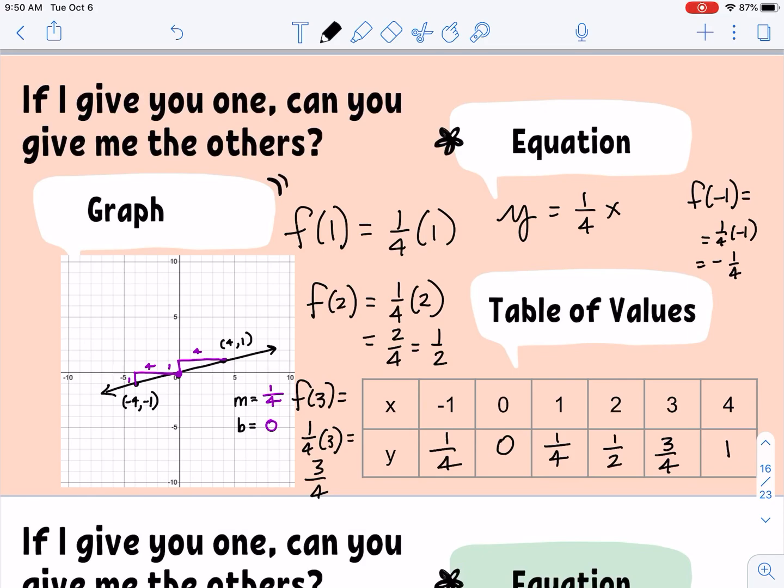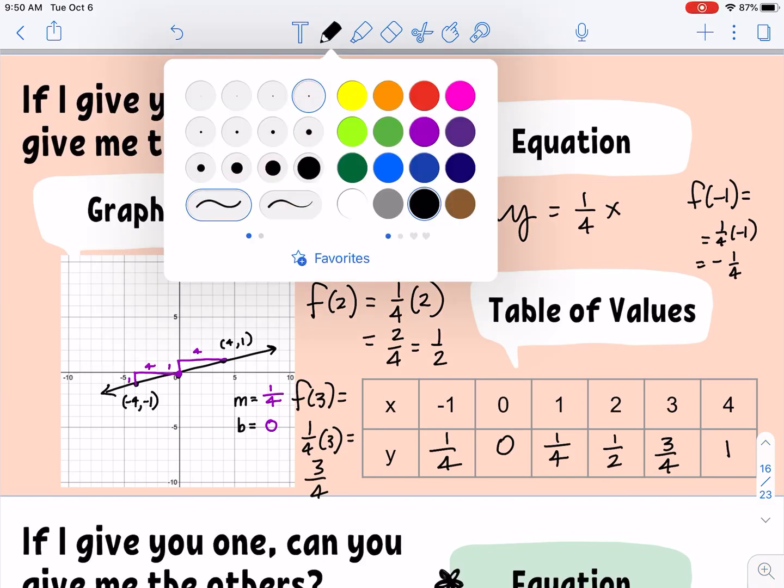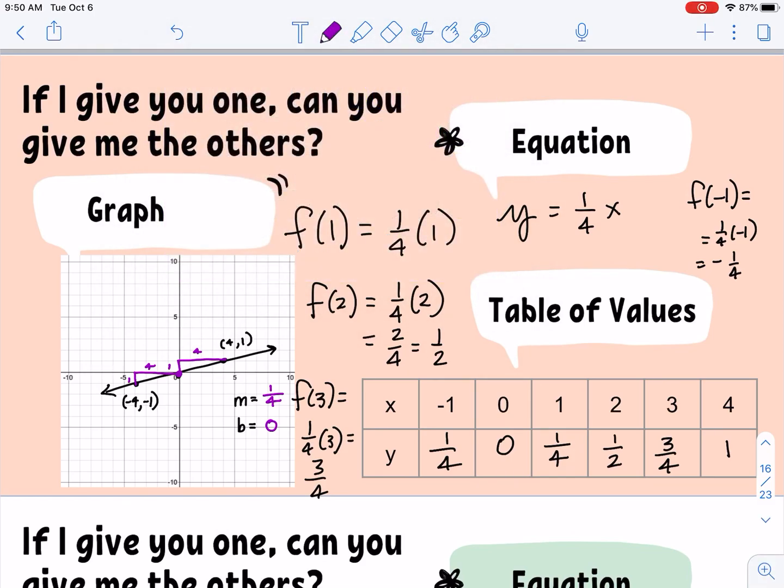Or another option, and what I like about this is that there is no right way to do this. Another option is to think about this 1/4, meaning I'm going to add 1/4 as I move along my table. And does that work too? Does 0 plus 1/4 equal 1/4? Yeah. Does 1/4 plus 1/4 equal 1/2? Yeah. And does 1/2 plus 1/4 equal 3/4?